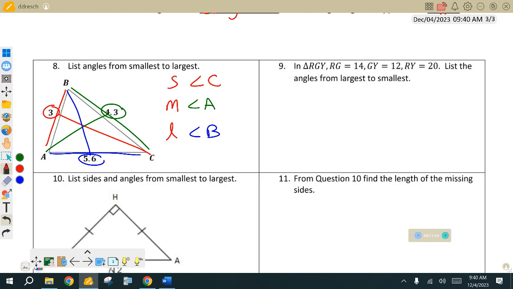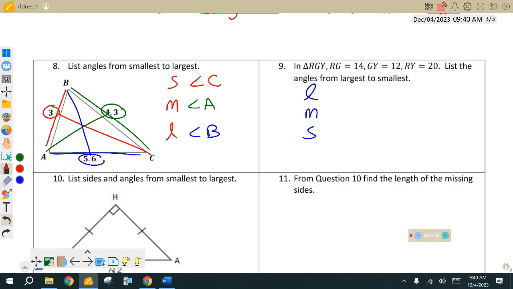If I don't have the picture, again, pictures are nice, but it is possible to do this without the picture, using the non-included vertex. So let's try to do that without the picture here. All right, stretch it just a bit. Now this one wants us to do largest to smallest: large, medium, and small.